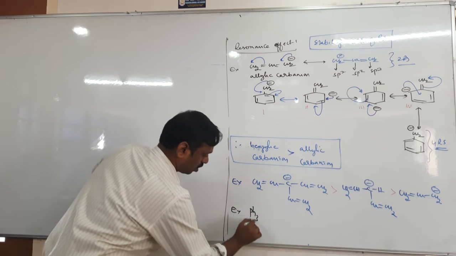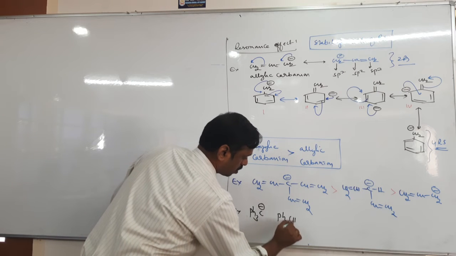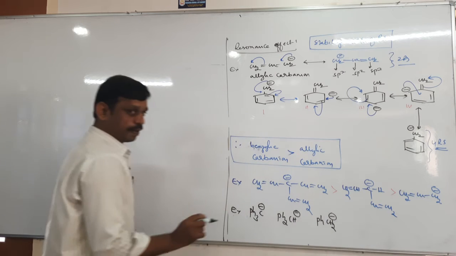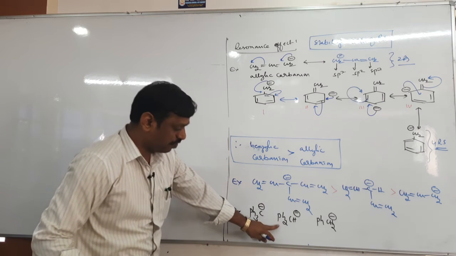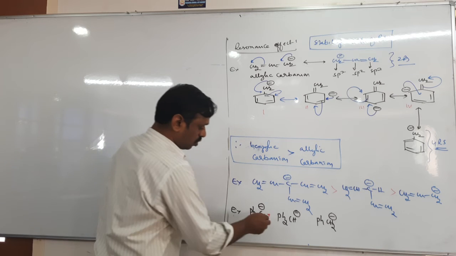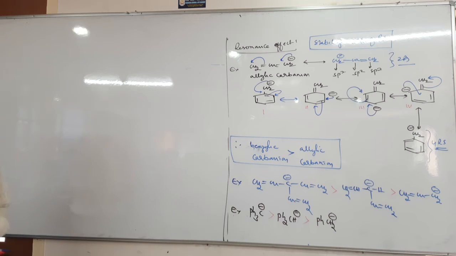Let us take triphenyl carbanion, diphenyl carbanion and phenyl methyl carbanion. So diphenyl methyl, triphenyl methyl, diphenyl methyl and phenyl methyl, nothing but benzyl. Which is more stable? So triphenyl, then diphenyl, then phenyl methyl carbanion, because the number of resonance structures increases. Okay. Next, one more example.